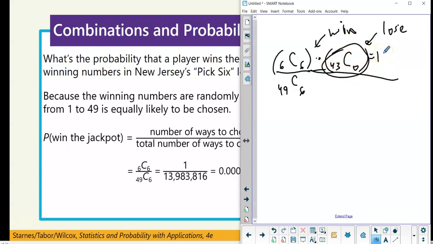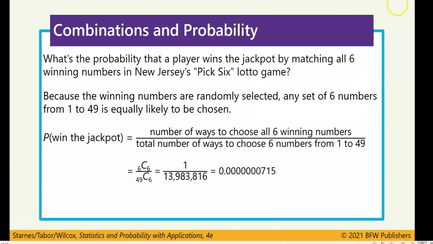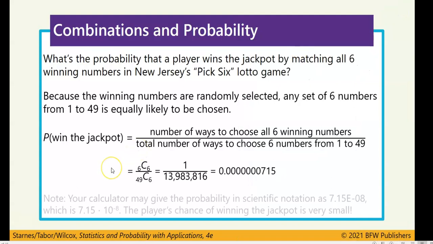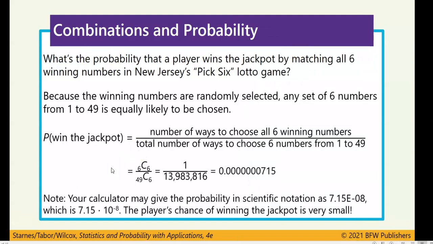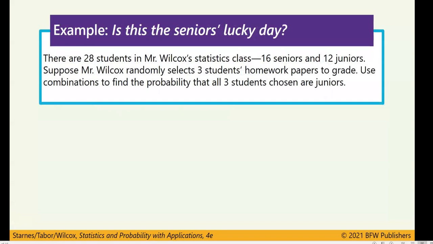So it doesn't affect anything there, but it's a deeper way of thinking about this. The denominator is the total. Those are all the possible ways that 6 balls can be chosen. Some might be winners, some might not be, but there's 13 million different ways that could happen. So that's a good way of thinking about this. It's a very small chance, that's for sure.